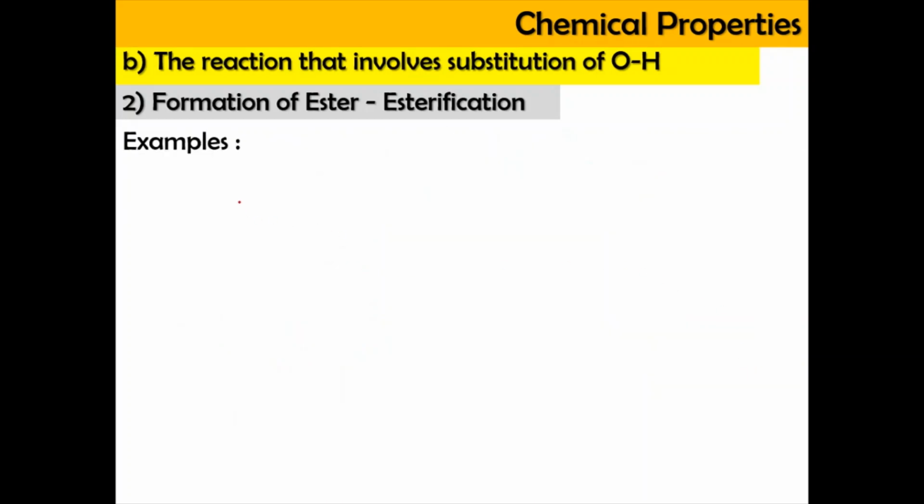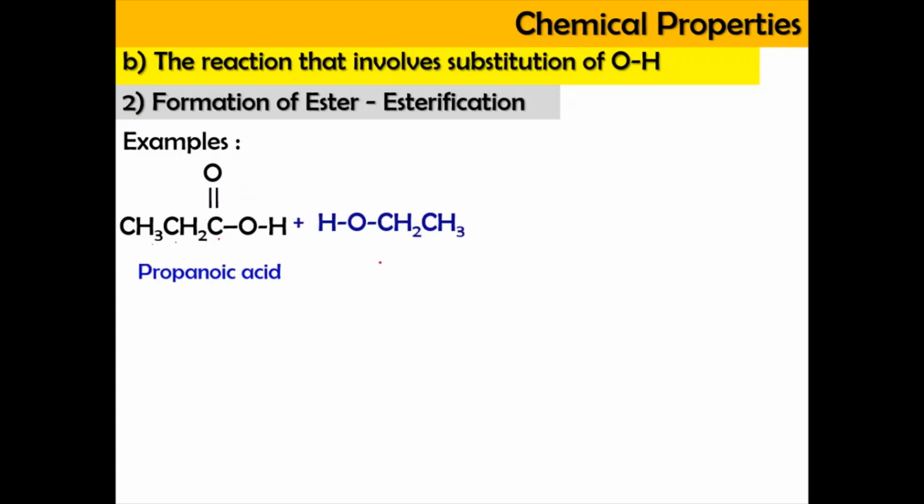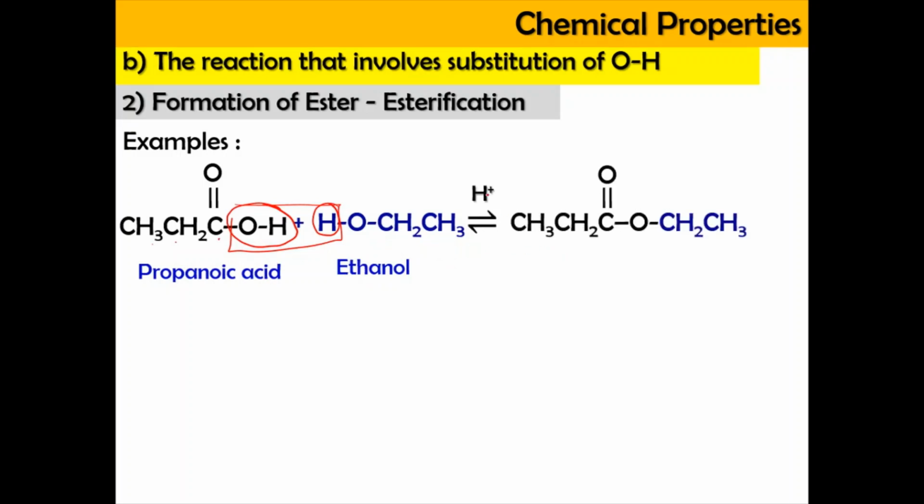And then let us look into the specific example here. Let's say we have the propanoic acid, and we're going to react that with ethanol. So you're going to remove H from the alcohol and OH from the carboxylic group. Then you're going to link the acid and alcohol group together in the presence of acid catalyst, and what you're going to get is the ethyl propanoate.